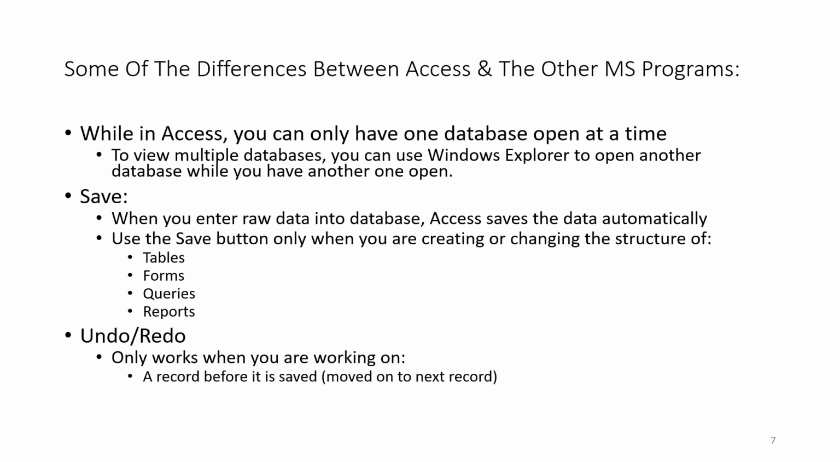This only works when you are working on a record before it is saved or before you move to the next record, or it works when you're creating or changing an object, that is the table, form, the query, or the report. On our last slide in our PowerPoint notes, we have 2 views for each object. And when we go back to our Access database, I will show you the different views.